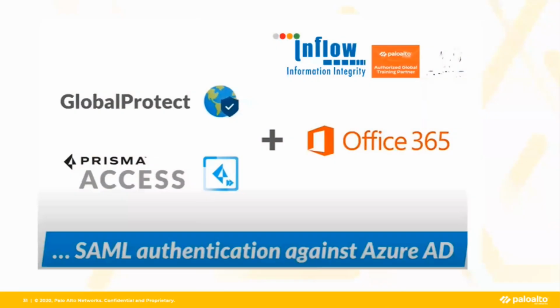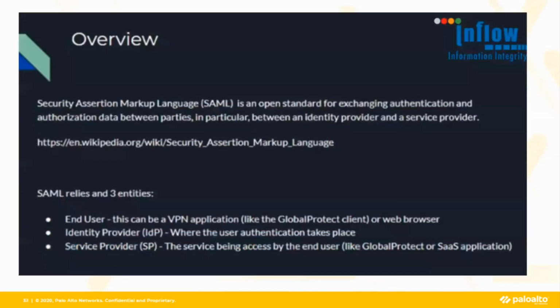You can also integrate these things into the firewall. I have taken a screenshot of how you can perform it in the firewall. You can use Prisma Access, Office 365, or the GlobalProtect agent. We can also integrate this SAML with Azure AD. This screenshot gives some overview about SAML.